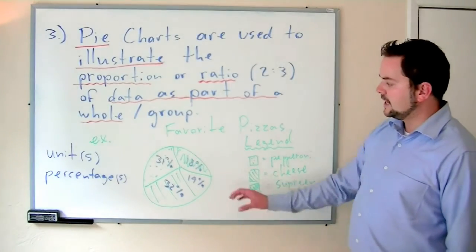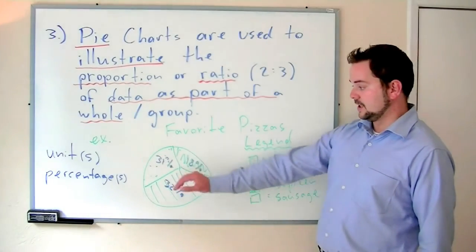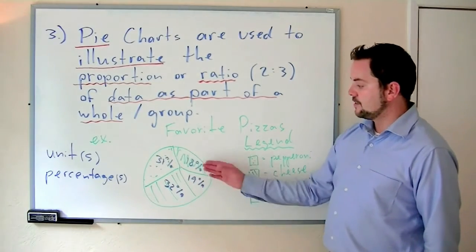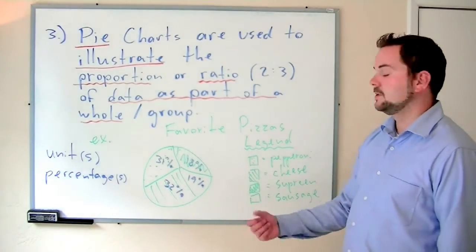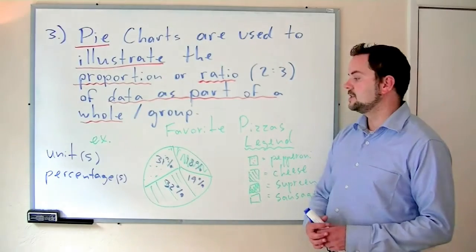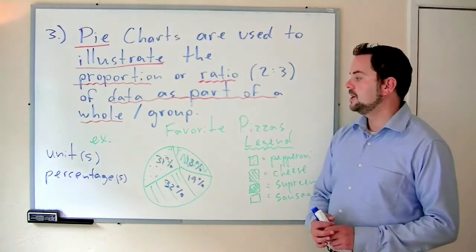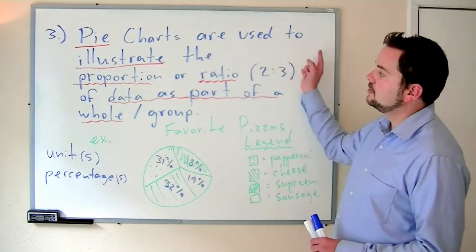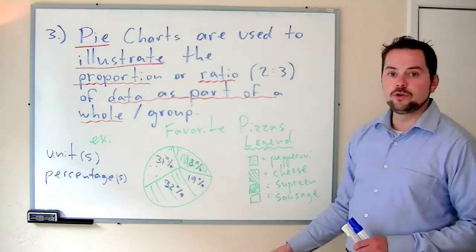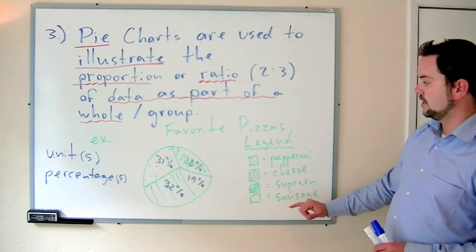So again, the number 1 and number 2 pizzas are very popular, as we can see, 31 and 32%, almost 1/3 of the population for each. And then the third and fourth favorite types make up approximately the other 1/3 of the population. So this is the kind of language, and these are the kinds of comparisons that should be used when describing a pie chart. So again, pie charts are used to illustrate the proportions or ratios of data as part of a whole or part of a group. Here the group are pizzas and the proportions are pepperoni, cheese, supreme, and sausage.